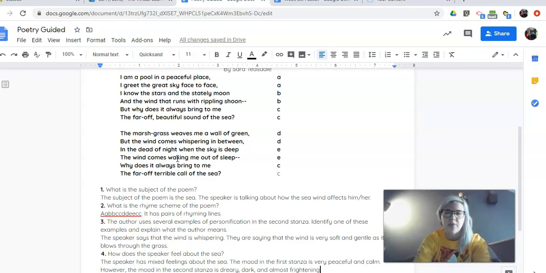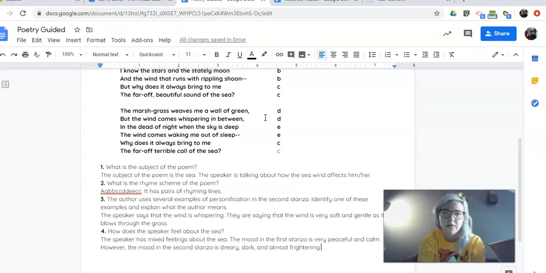Because she's talking about the terrible call of the sea, which makes you think like, oh my gosh, is she gonna go run into the sea or something? So we have those two different things. So she has a mixed feeling about it. She's peaceful, she greets the sky, she sees the beautiful stuff, and then she's like, ah, the beautiful sea. But once she gets there, she's kind of creeped out and it's like waking her, and she's got this terrible feeling towards this sea. Okay?